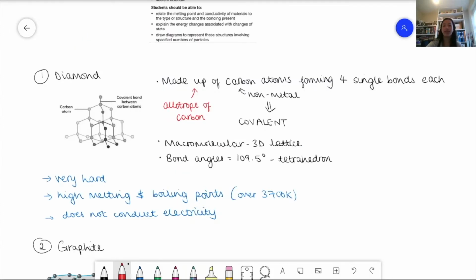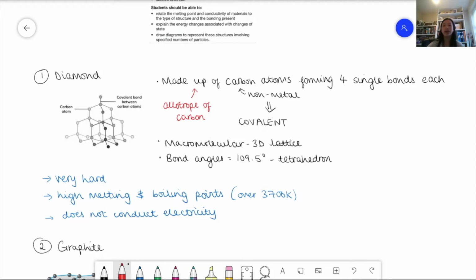So our first example is diamond, and diamond is made up fully of carbon atoms, and they all form 4 single bonds each. So there'll be single covalent bonds, and because carbon is a non-metal, that's how we know that it's covalent. We call this an allotrope of carbon, which just means that an allotrope is something that can have lots of different forms, but is made by one element. And it's a 3D lattice, so it's macromolecular, which is giant covalent.